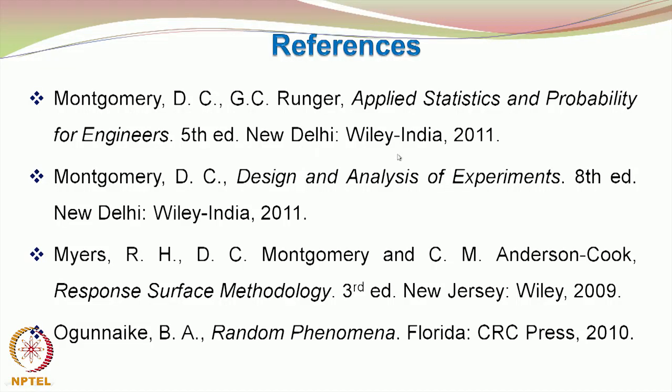The first book is by Montgomery and Runger, Applied Statistics and Probability for Engineers, 5th edition, New Delhi, John Wiley, India, 2011. This is a basic book which starts from statistics and then goes on to probability and also later on into design of experiments and regression.